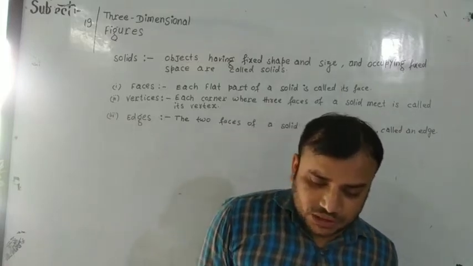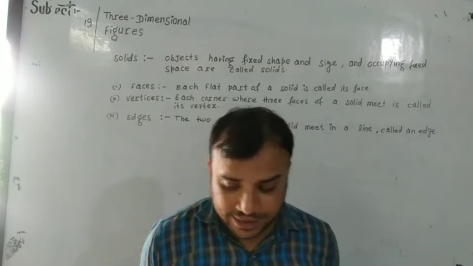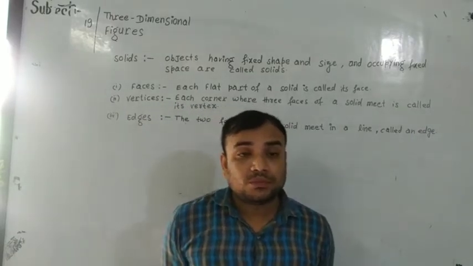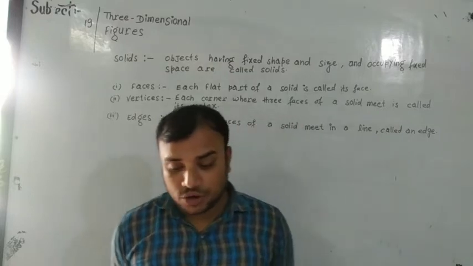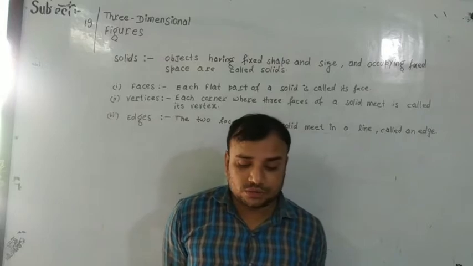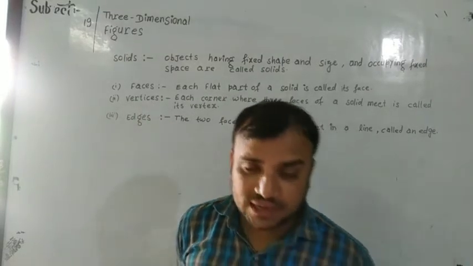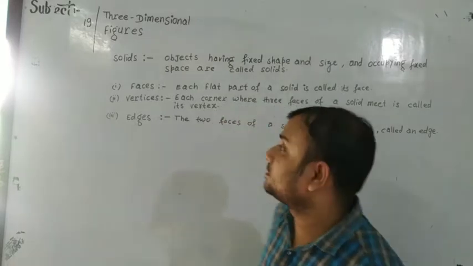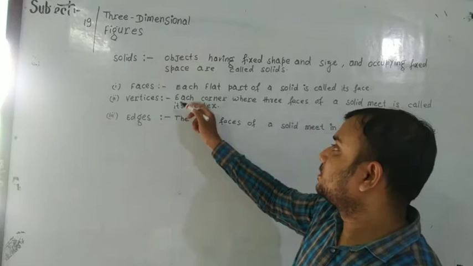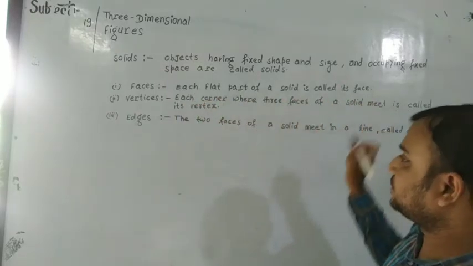Now dear friends, this time we discuss some three-dimensional figures like prism, pyramids or tetrahedrons. Now, faces, vertices and edges of a three-dimensional figure. First, faces. What is a face? Each flat part of the solid is its face.